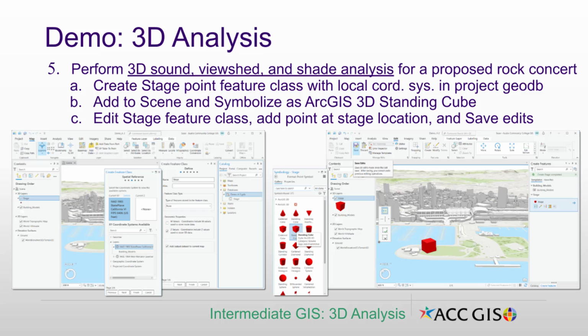In step 5, we'll perform a 3D sound, viewshed, and shade analysis for a proposed rock concert. We'll begin by creating a stage point feature class with our local state plane coordinate system in our project geodatabase. Then we'll add it to our scene, symbolize it as an ArcGIS 3D standing cube. Last, we'll edit the new stage feature class, add a point at our proposed location for our stage, and save our edits.